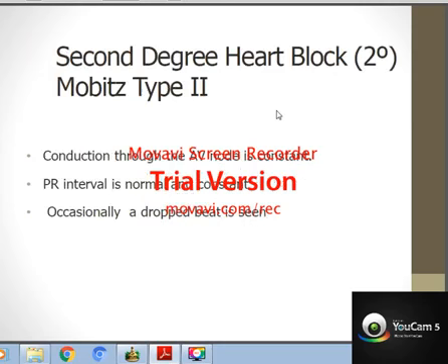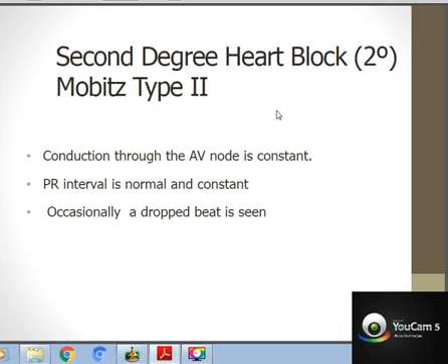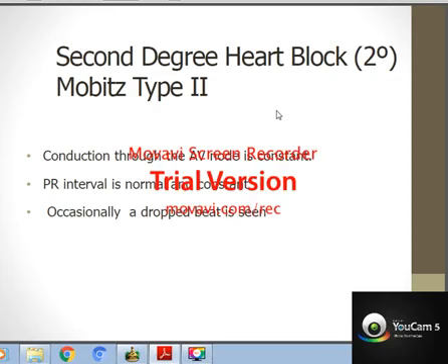Next one is Mobitz second degree heart block type 2. So in type 2, what happens? Conduction through the AV node is constant. PR interval is normal and constant. Occasionally a dropped beat is seen. So this is better than the first, type 1, because the AV node conduction is normal and in between there are some dropped beats. PR interval is normal.